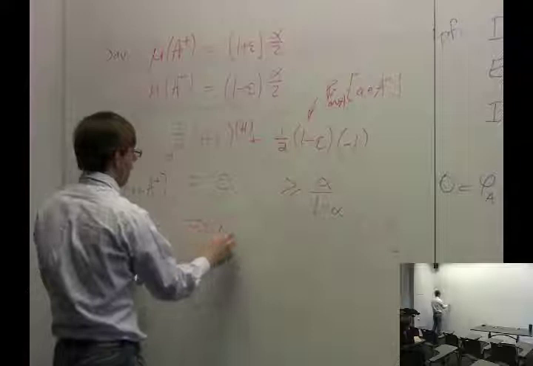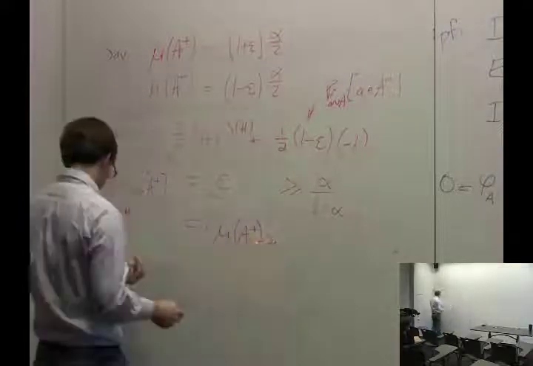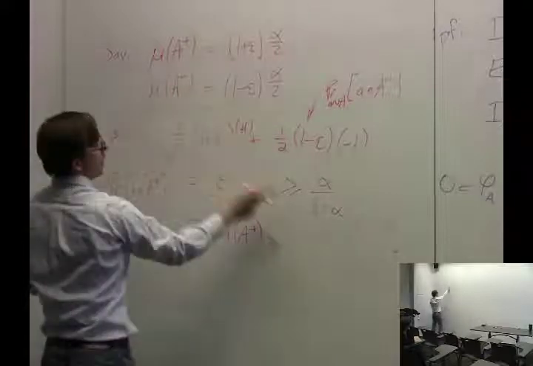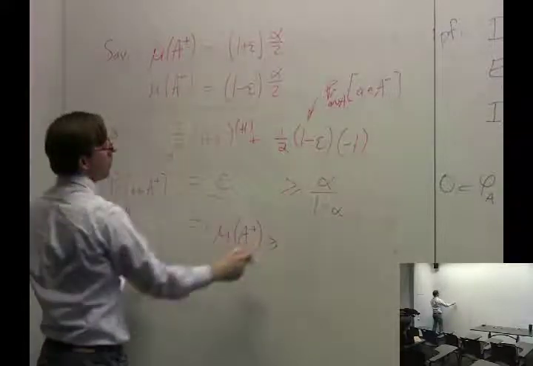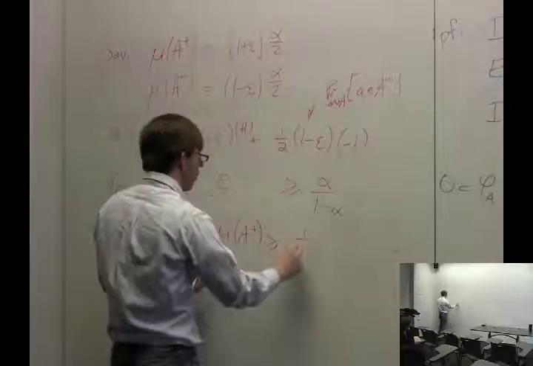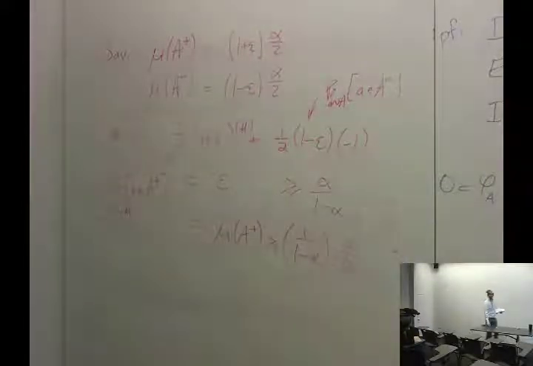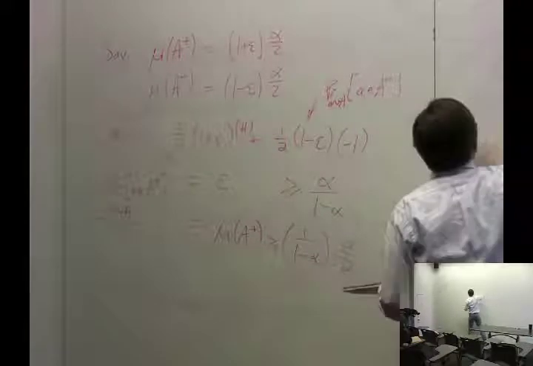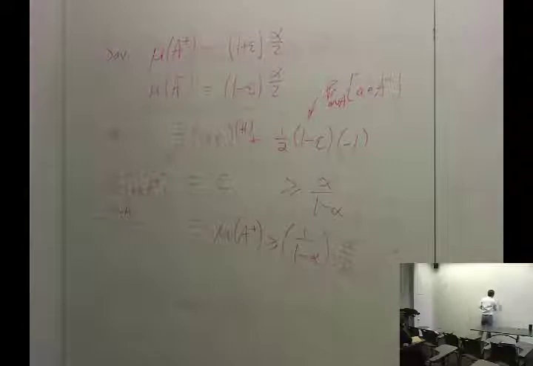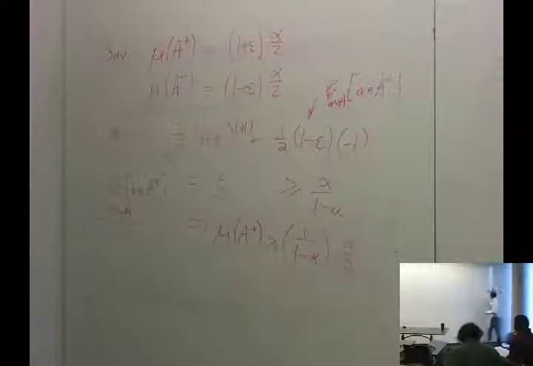And so what we've concluded is that the density of A plus is at least, well, if I do 1 plus this, I'll get 1 over 1 minus alpha, right? So I get 1 over 1 minus alpha times alpha over 2. People agree with that computation? Okay, that's fine, but as I said, I want to iterate this argument. The conclusion I'm going to draw from this is that A plus's density, not overall, but its relative density within this subspace, is bigger than alpha.